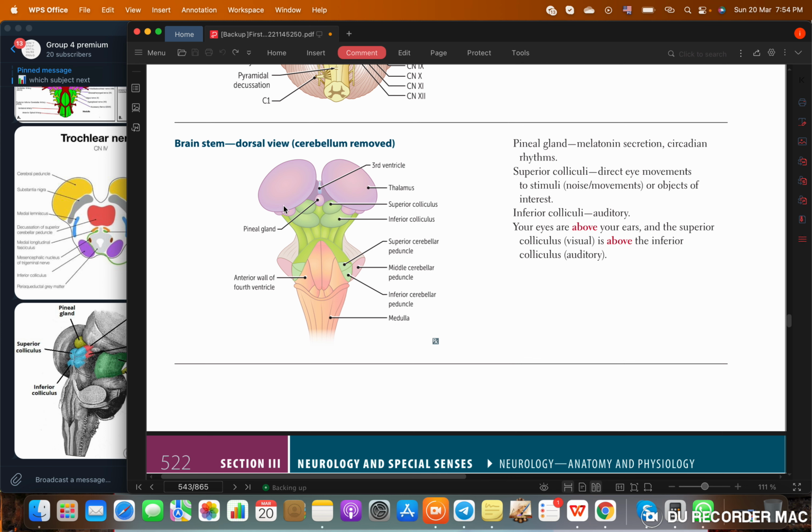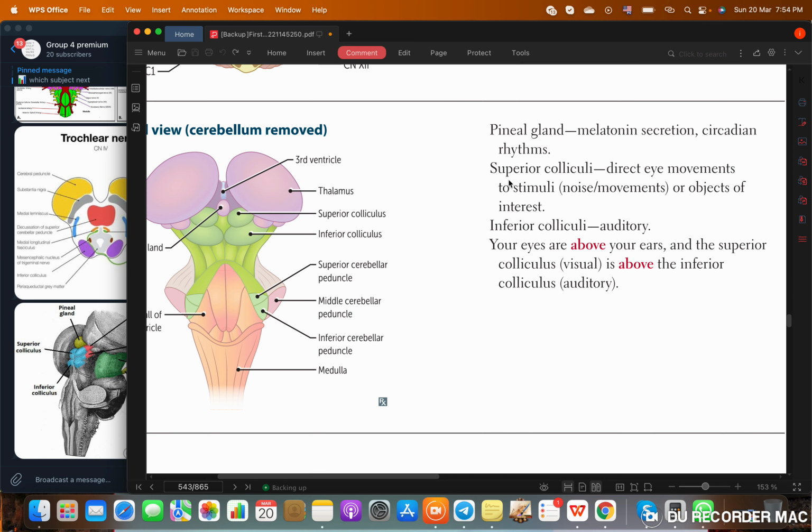Next, the midbrain also contains a couple of structures here. They contain something called the superior colliculi and the inferior colliculi. The superior, remember, your eyes are superior to your ears. So they direct eye movement to stimuli like noise or movement or an object of interest. What do I mean? You are out during the night and a cat runs so fast in front of you and you say, "Ow!" Anyway, your eyes will be drawn to it and you will be looking at this object moving really fast.